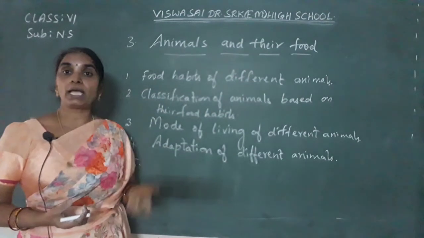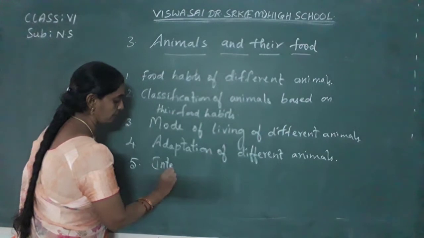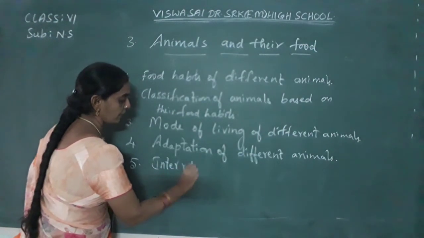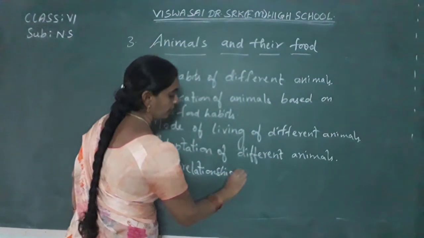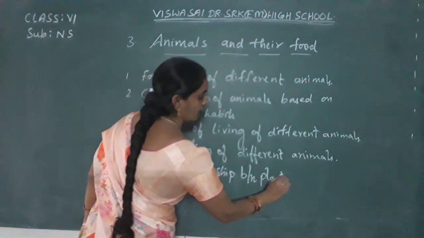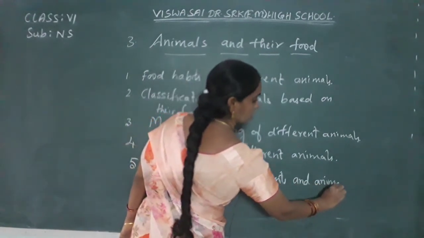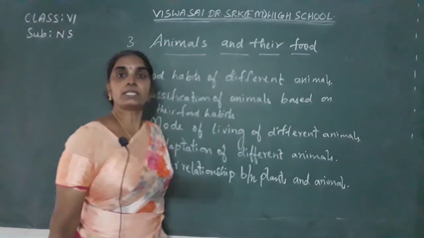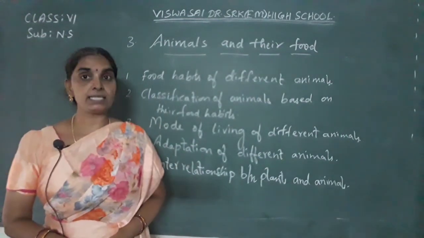Okay, next, fifthly, the main topic is about the food chain and food web. That is interrelationship between the plants and animals. Interrelationship between plants and animals. Okay children, these are the main topics that are covered in this lesson.